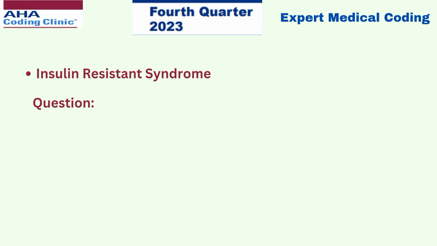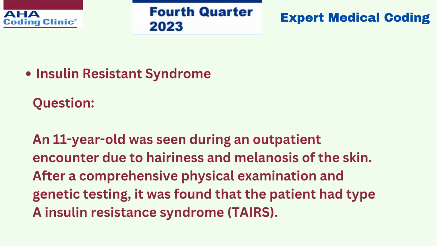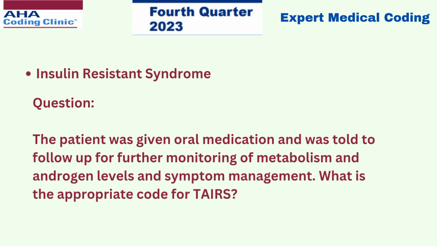Now let us see the question. And the question is, an 11-year-old was seen during an outpatient encounter due to hairiness and melanosis of the skin. After a comprehensive physical examination and genetic testing, it was found that the patient had type A insulin resistance syndrome. The patient was given oral medication and was told to follow up for further monitoring of metabolism and androgen levels and symptom management. So what is the appropriate code for TAIRS, that is type A insulin resistance syndrome?